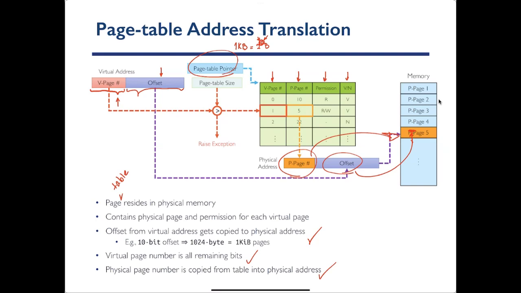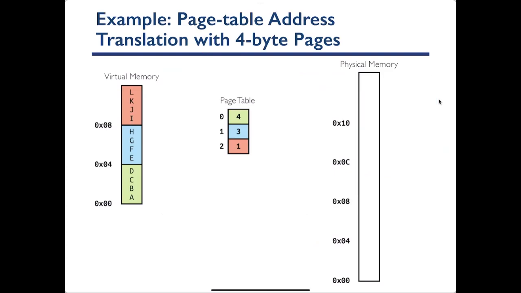Therefore, every time you context switch, you have to change this page table pointer to point to the corresponding page table for this process. Here is an example. Here I'm assuming that each page is 4 bytes. So if each page is 4 bytes, how many bits do we need for offset? Well, 4 bytes means 2 bits for offset, because with 2 bits I can address 4 bytes. So 2 bits are going to be used for offset, and the rest of it is going to be used for page number. Now, let's assume that this is your page table.